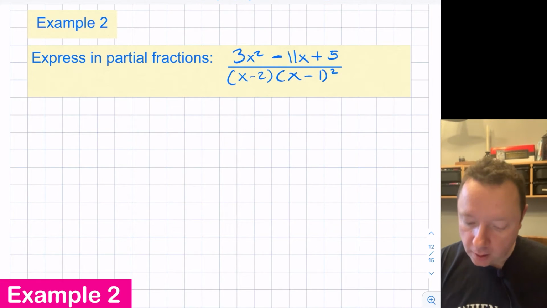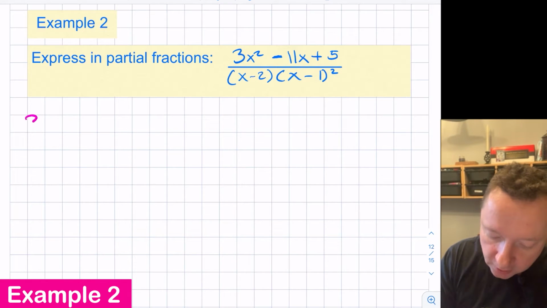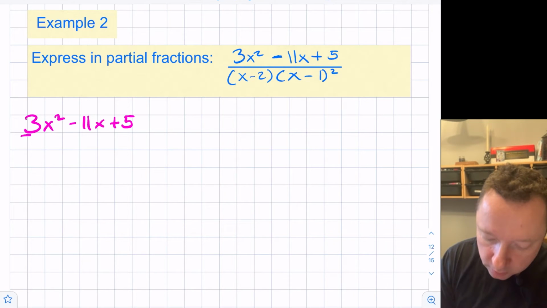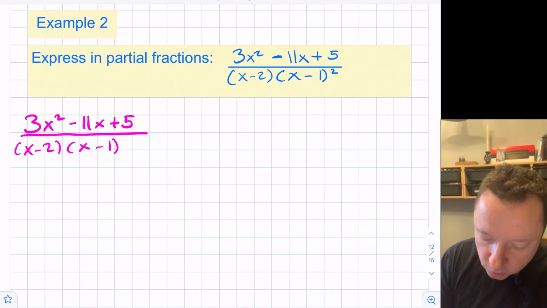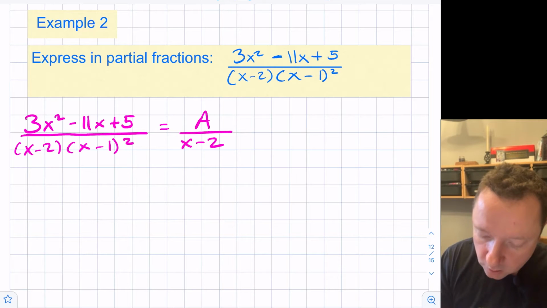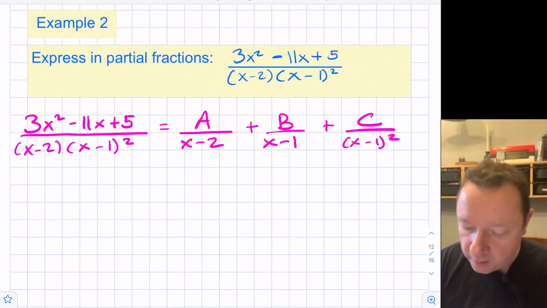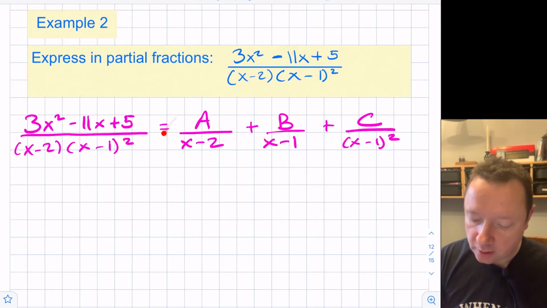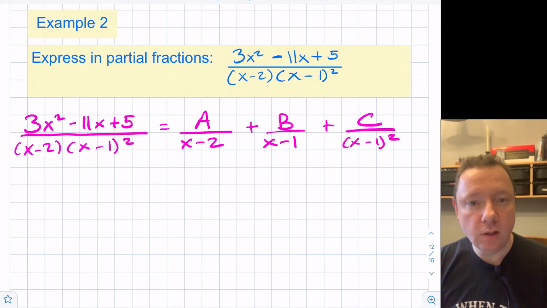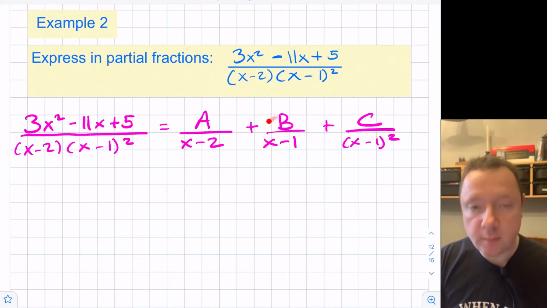Okay, slightly harder one. Express this in partial fractions. So we've got 3x squared minus 11x plus 5 all over x minus 2, x minus 1 squared. So that means we've got a over x minus 2, no problem there, plus b over x minus 1, plus c over x minus 1 squared. Do not be tempted to do a over x minus 2 plus b over x minus 1 squared. That won't give us the correct answer. We need that b over x minus 1.